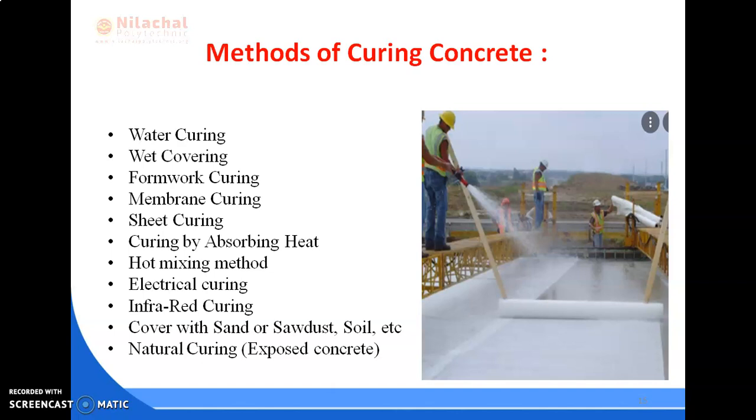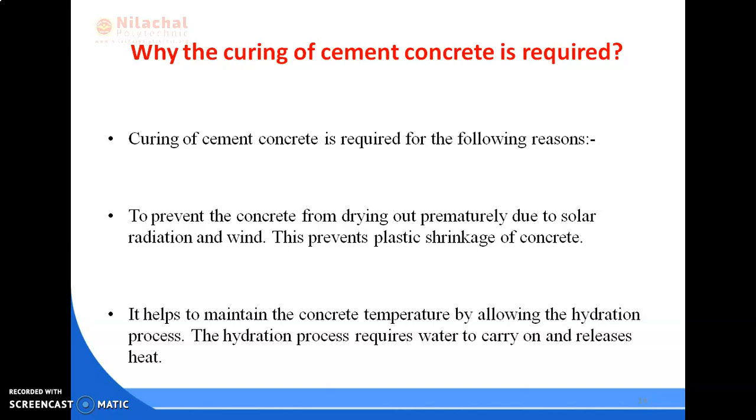So, for this lecture this much. In the next lecture, we will continue the same chapter, also with curing.